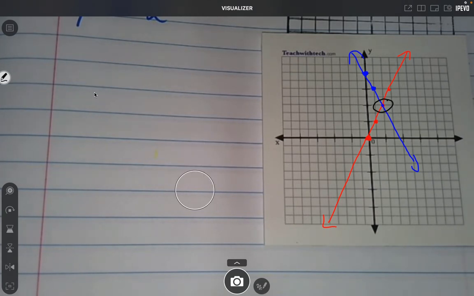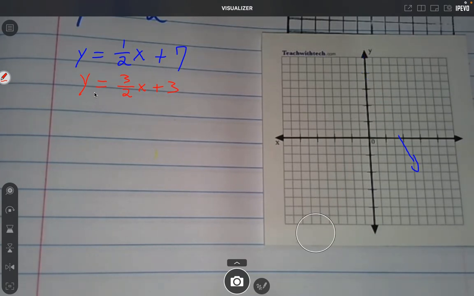Let me erase this. Y equals 1/2 x plus 7. That's the first equation. And the second one is 3/2 x plus 3. Okay? So let's graph the first one. What's my starting point on the blue one? I go up where? Up 7.